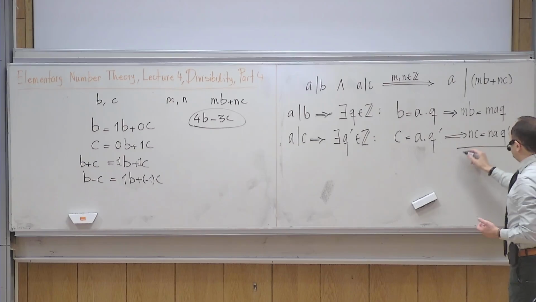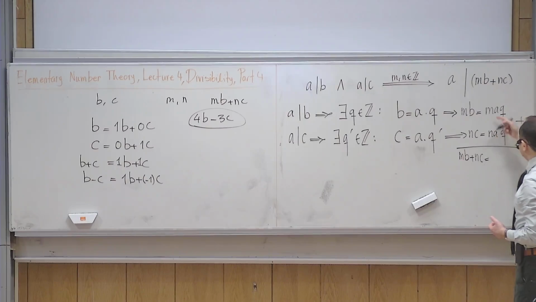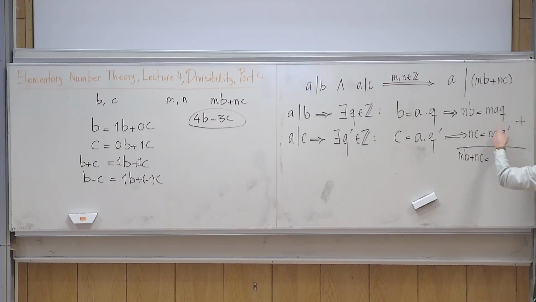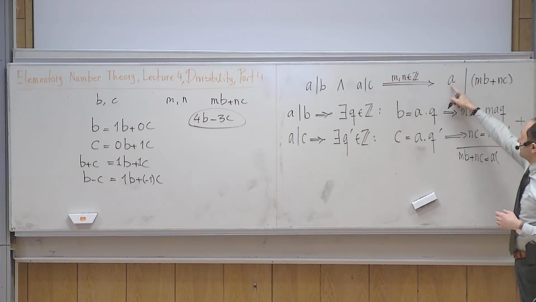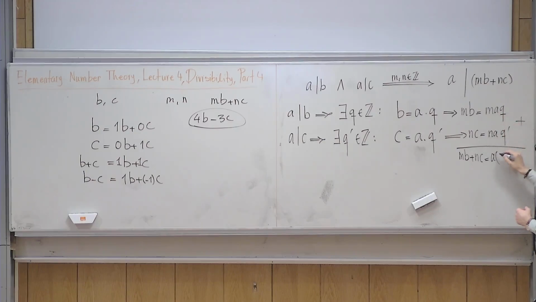And because I want the sum of these two, it motivates me to add them up. When I add them up, the left-hand side becomes MB plus NC, and on the right-hand side you see that I have a factor A in common, so it motivates me to pull it out because I want to say something about divisibility by A. Then what is left in the pair of brackets is MQ plus NQ prime.